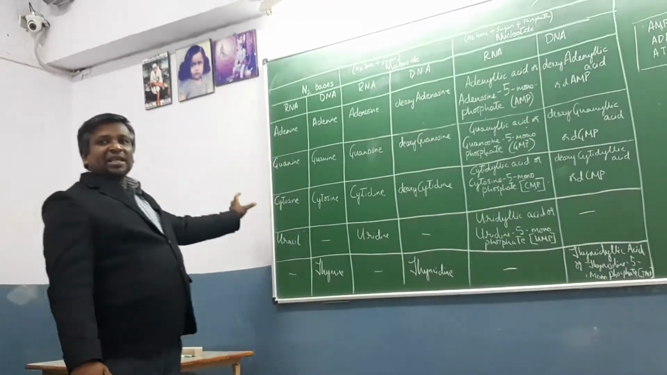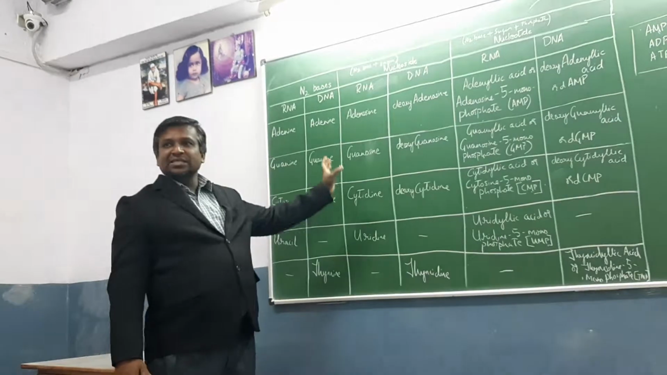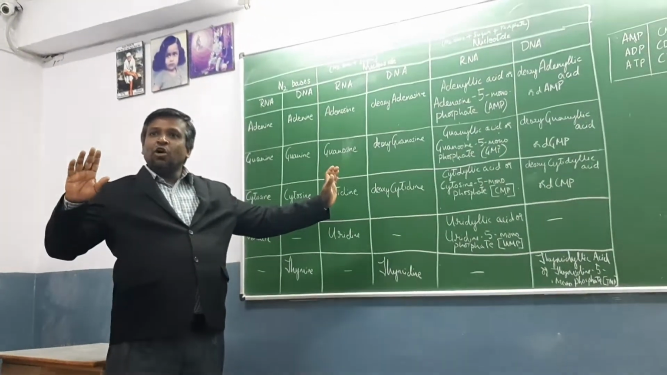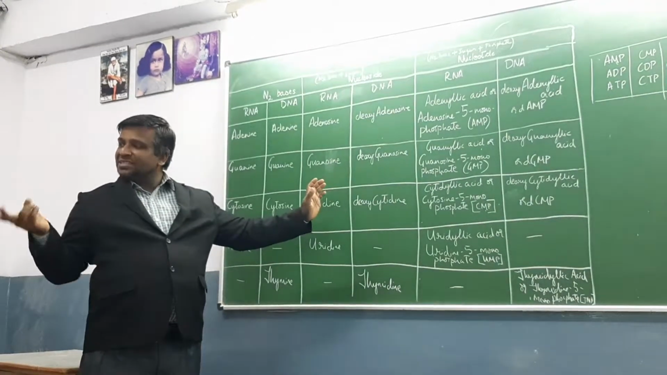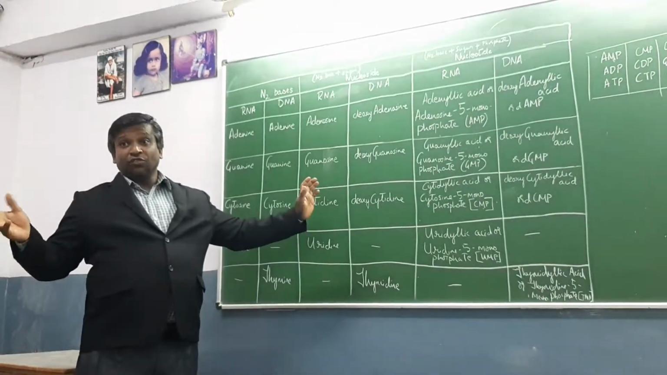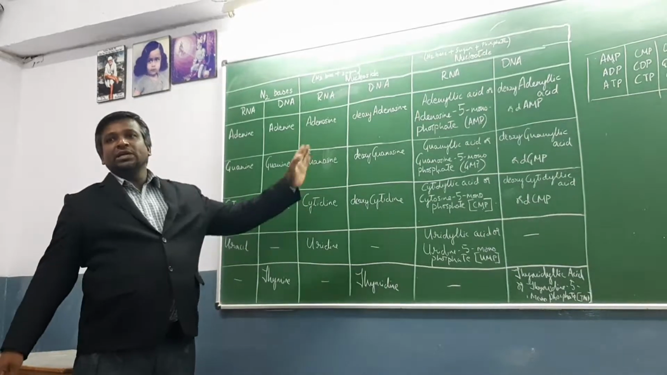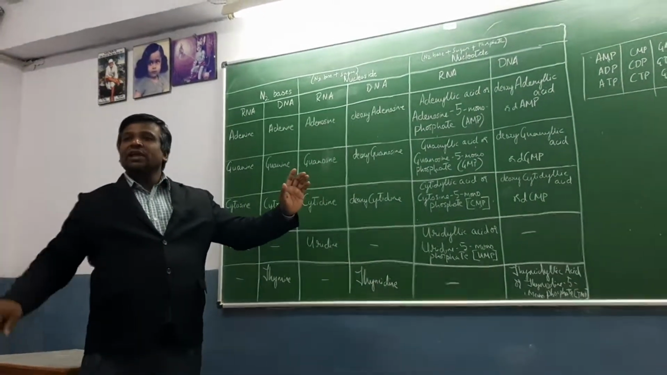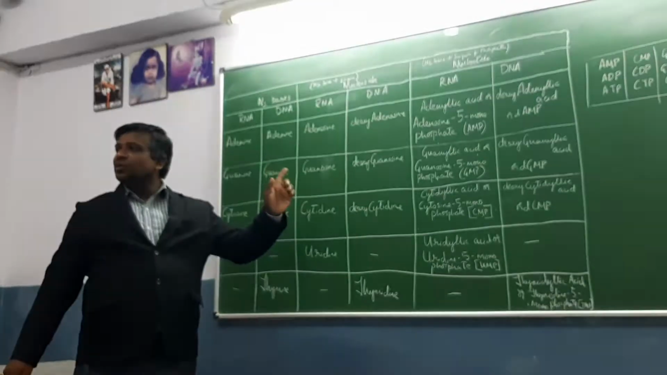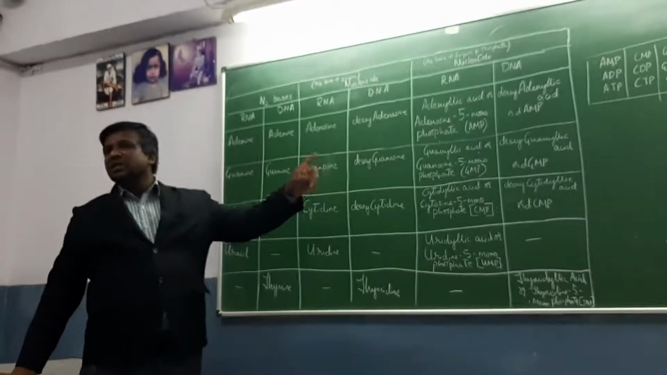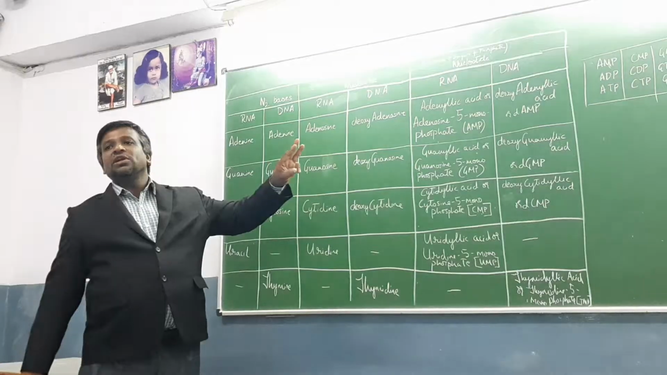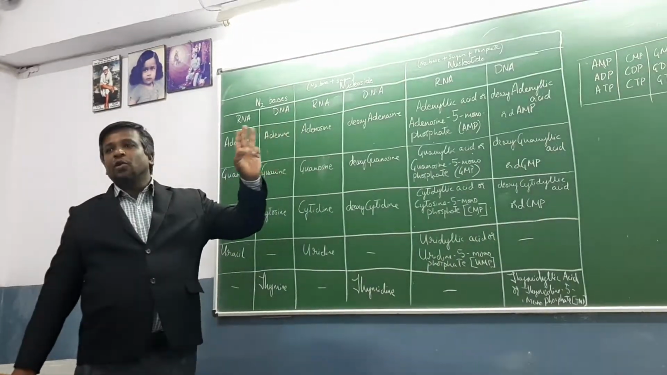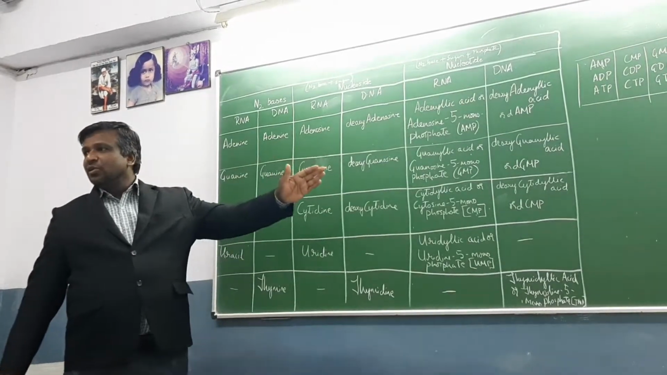So in this table there are three columns: nitrogenous bases, nucleoside, and nucleotide. What is a nucleoside? It has the components of a nitrogenous base plus sugar, without phosphate. A nucleotide can also be called nucleoside plus phosphate, or nitrogenous base plus sugar plus phosphate. All these three together we call a nucleotide.